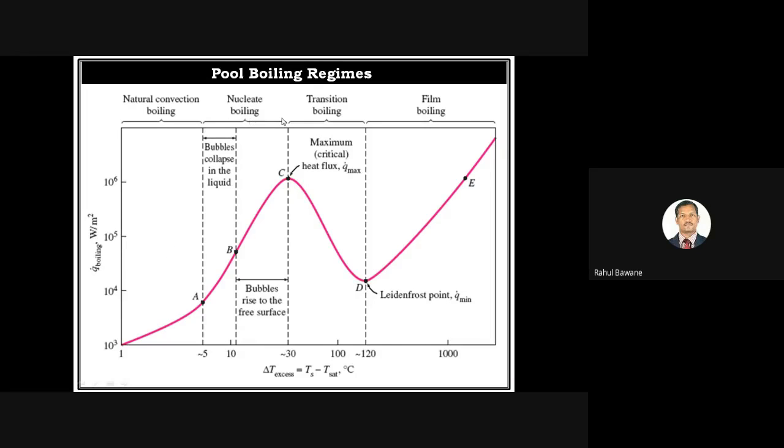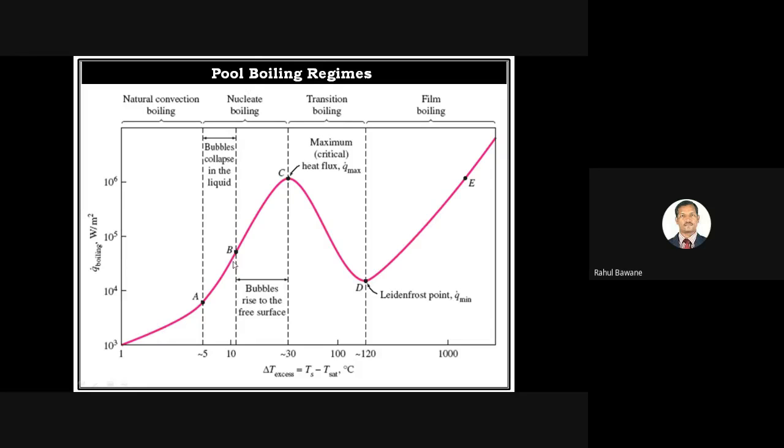Second is nucleate boiling, which is divided into two parts. In the first part, a bubble forms at the heating surface, detaches from the surface and moves upwards, but it will not reach the free surface of the liquid. Meanwhile it collapses. Why does it collapse? Because its latent heat is absorbed by the surrounding water and it condenses. So it forms a liquid again.